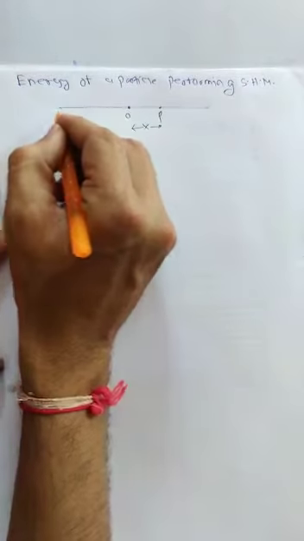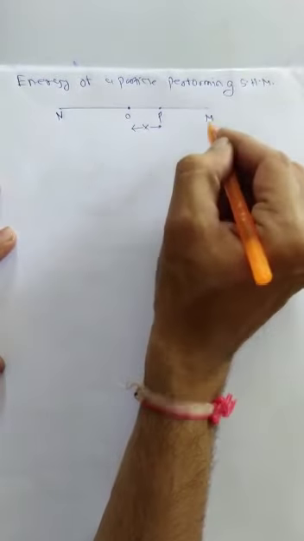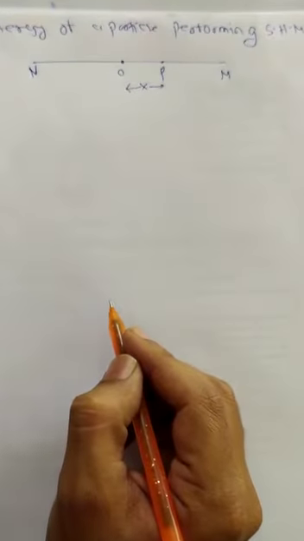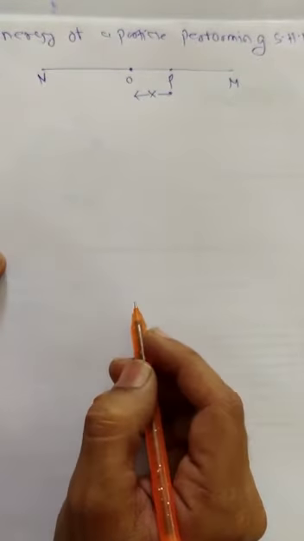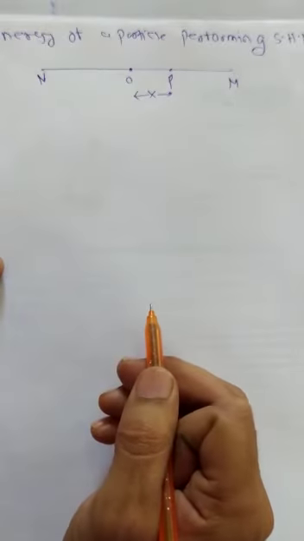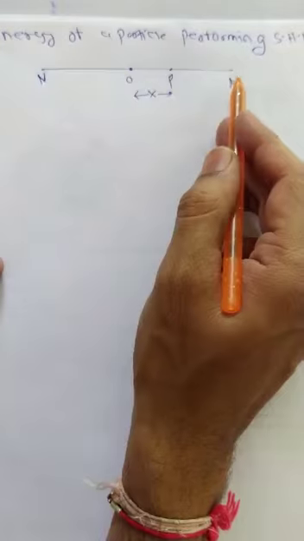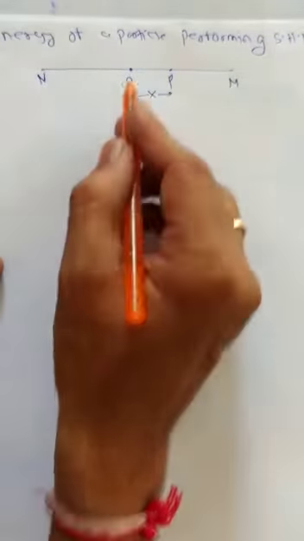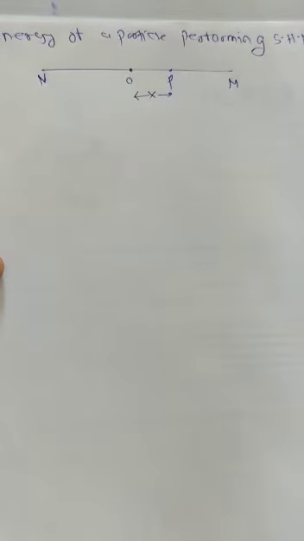MN is the path that we have considered. Consider a particle of mass m performing linear SHM along the path MN. O is the mean position. Now consider the particle at P, situated at a distance from center point O. We have to calculate its kinetic energy, potential energy, as well as its total energy. So before that, we have to calculate the kinetic energy.